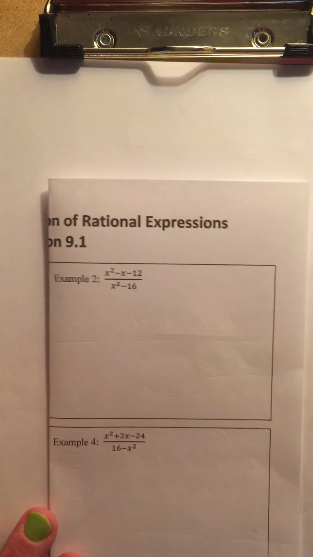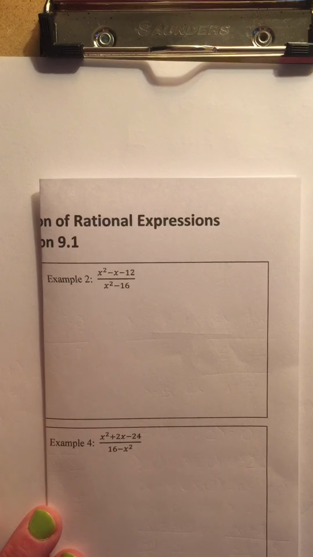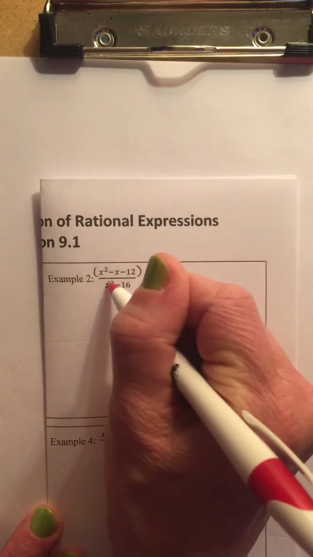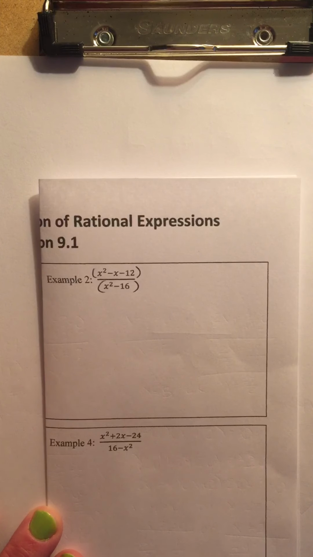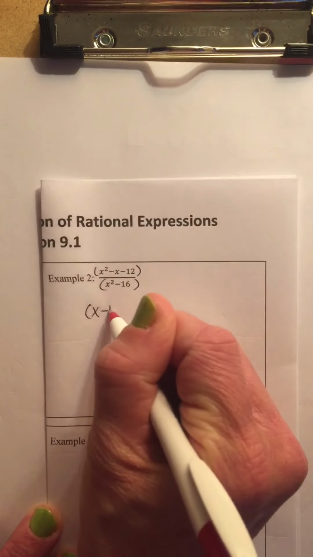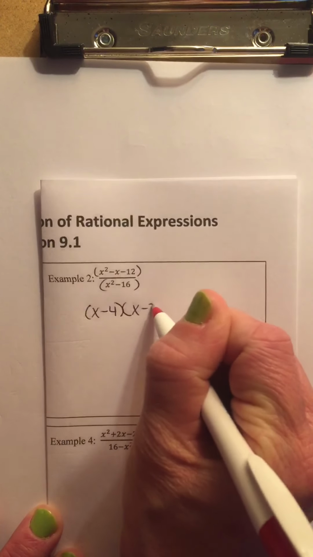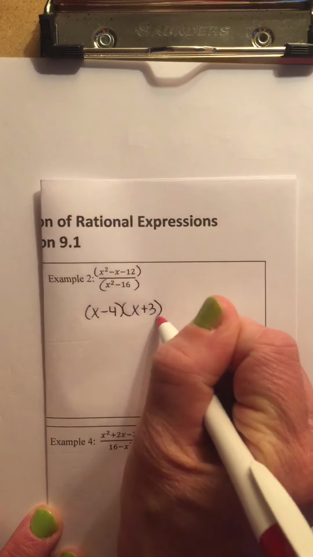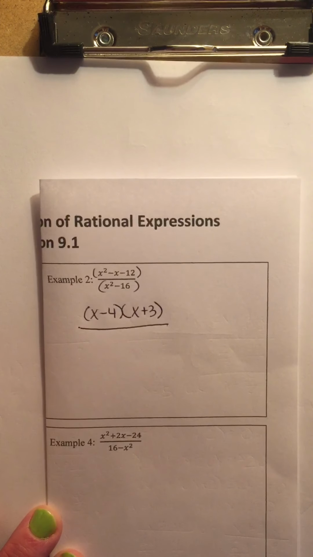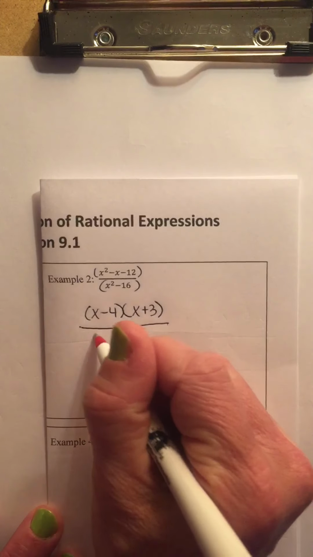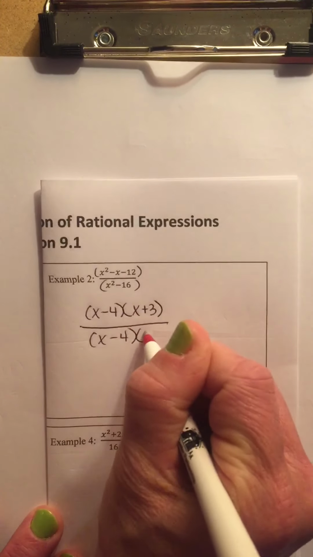Example 2, x squared minus x minus 12 divided by x squared minus 16. It's going to be a humongous help if you put parentheses around these things. Look at that numerator of x squared minus x minus 12. It's a trinomial, and yes, it's going to factor into two binomials. It factors into x minus 4 times x minus 3, times x plus 3, divided by, that denominator also factors into two binomials, x minus 4 times x plus 4.